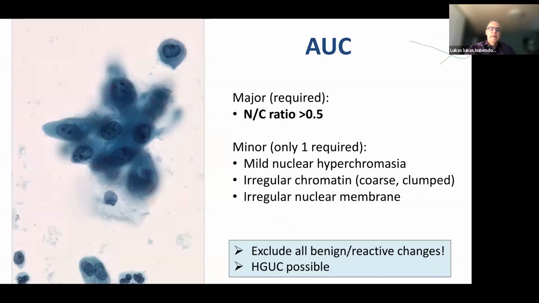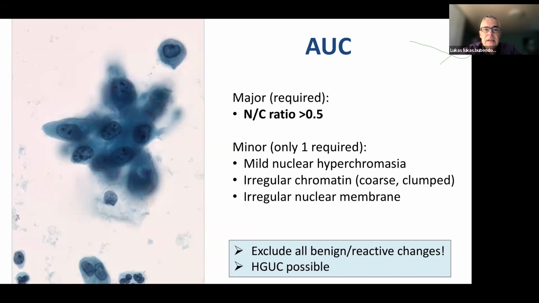Now, the more a little bit annoying category, which is the atypical urothelial cells. Here we need one major criterion that must be fulfilled, which is an increased NC ratio. And in that case, we don't need the 0.7, but 0.5. So we are more liberal in calling it AUC. But that's not enough. You need something else. You need only one of the other three criteria, like mild nuclear hyperchromasia, not very strong.